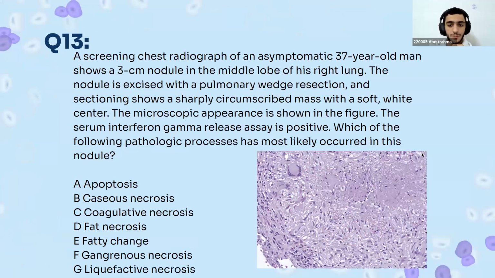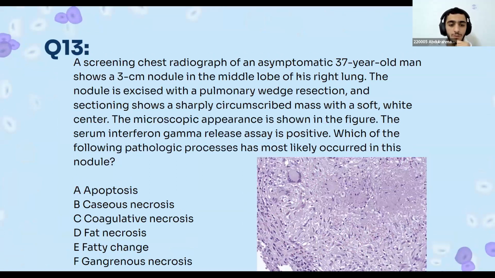All right, next question. A screening chest radiograph of an asymptomatic 37-year-old man shows a 3 centimeter nodule in the middle lobe of his right lung. The nodule is excised with a pulmonary wedge resection, and sectioning shows a sharply circumscribed mass with a soft white center. The microscopic appearance is shown in the figure. The serum interferon gamma release assay is positive. Which of the following pathological processes most likely occurred in this nodule?